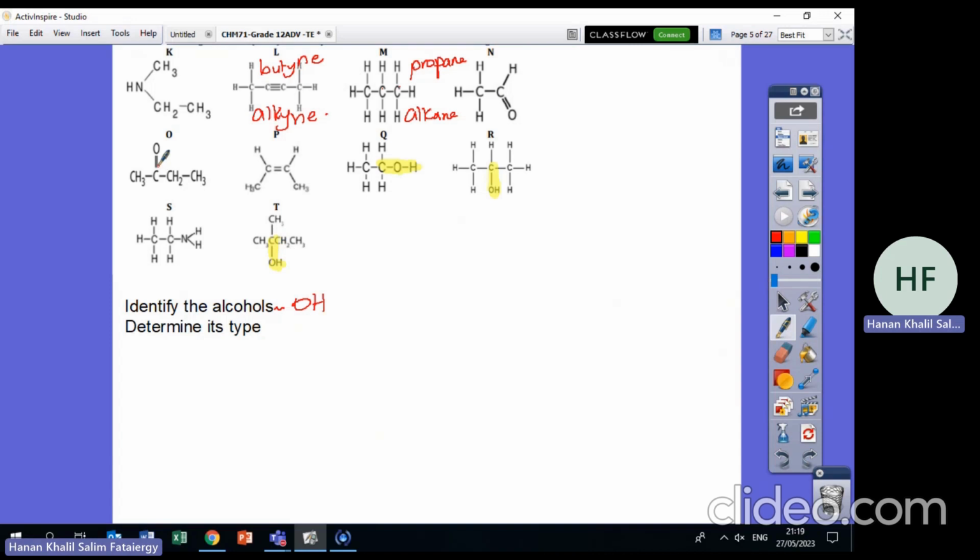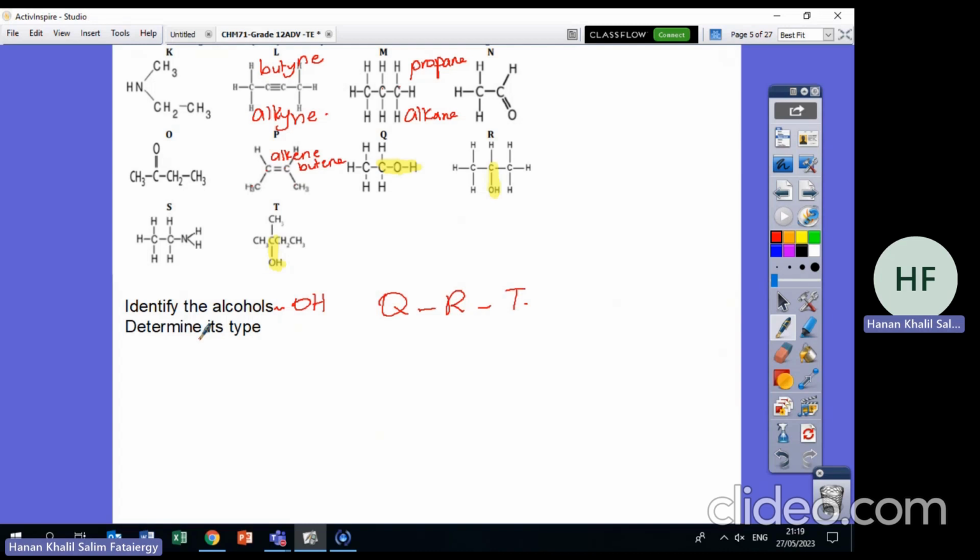Now this one is not alcohol. This one has nitrogen, this is not alcohol. Now this one has a double bond, so this is called alkene. We have 1, 2, 3, 4, so this is called butene. Okay, so the ones that are alcohols are Q, R, and T.